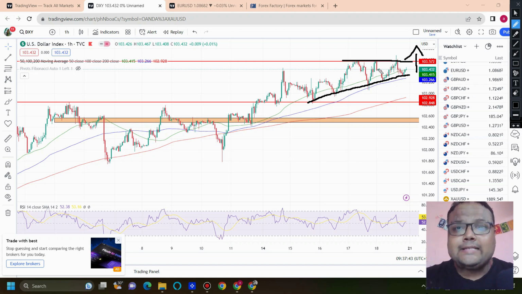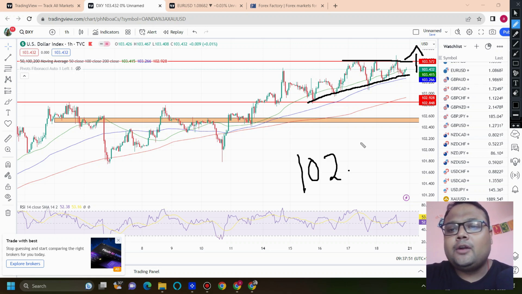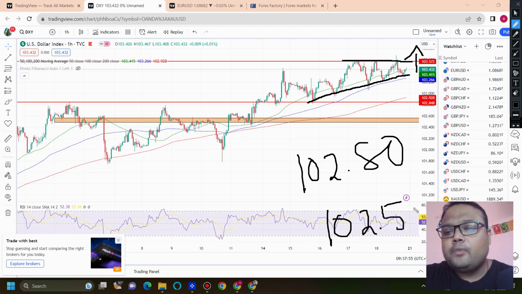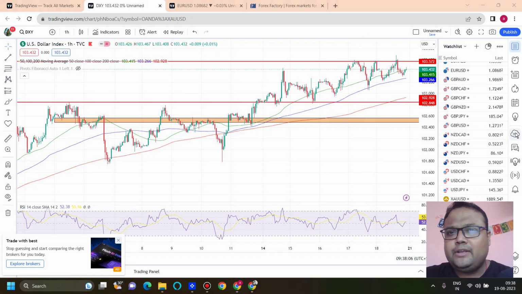Okay, and in case DXY surprises us, because the market is full of surprises, then if there is a drop, the next support on DXY will be around 102.80. And in case of a big drop, 102.50 will be the next support. These are the two support levels, and resistance is around 103.60. So that's all about DXY. If you have watched my previous videos, then probably you know how we have derived this level. So I do not want to repeat the same stuff and bore you again and again.